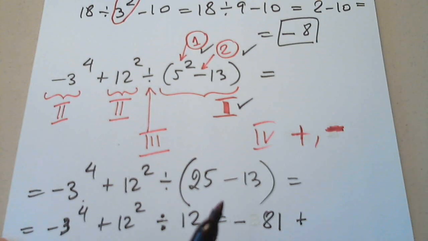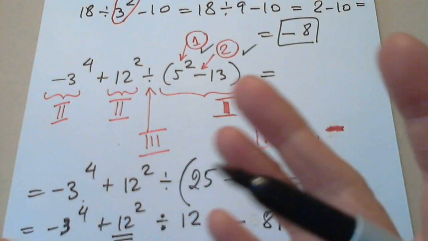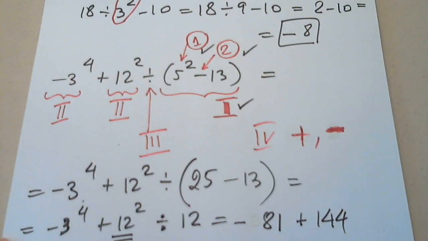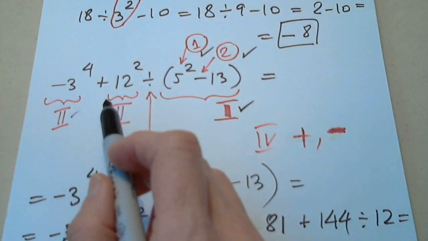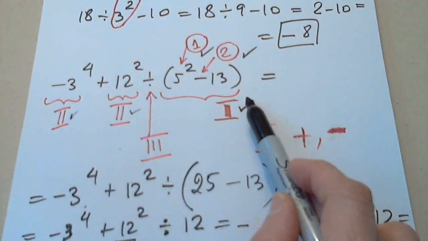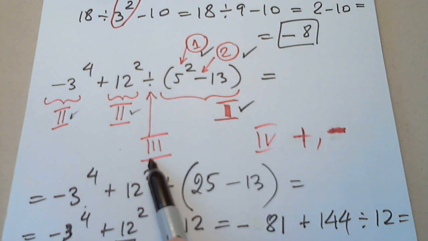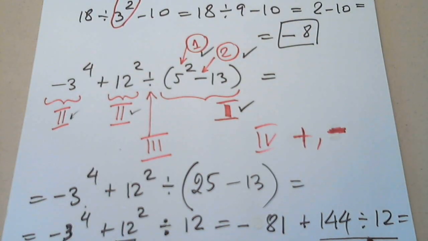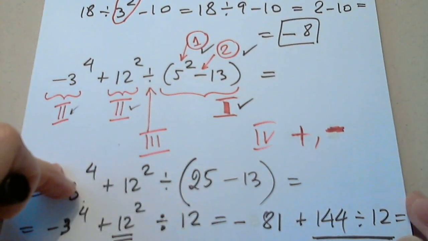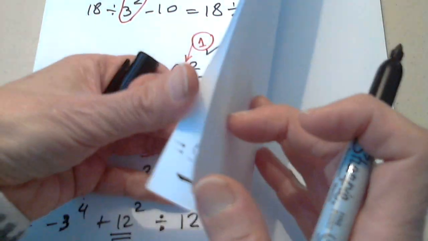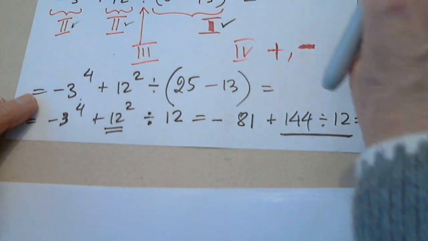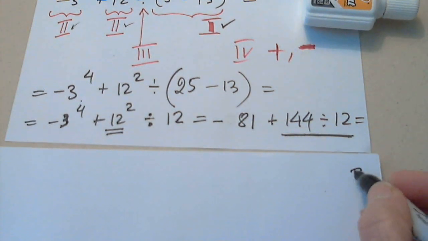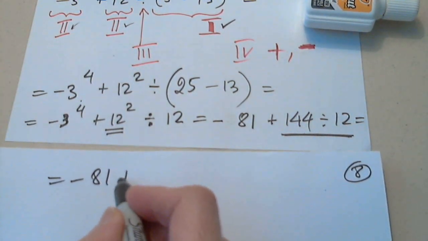Plus, I must square 12. When you square 12, you will get 144. And then divide by 12. So I finished this. Number 1 is done. Number 2 is done. Now I'm at number 3, which means division. Well, I know 144 divided by 12 is 12, because I just squared 12. And now I finally reach the last step. So this is -81 and plus 12.